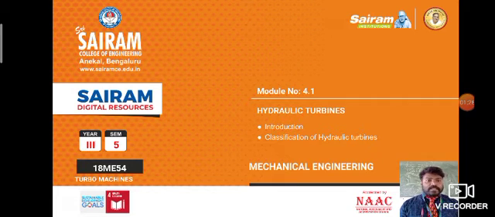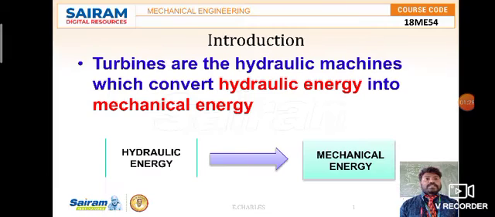So let us see the introduction part. Let us move on to the first slide. Here I have mentioned that turbines are hydraulic machines which convert hydraulic energy into mechanical energy. So how does that energy transfer take place? First, it will be in the form of hydraulic energy, which possesses potential energy and kinetic energy.